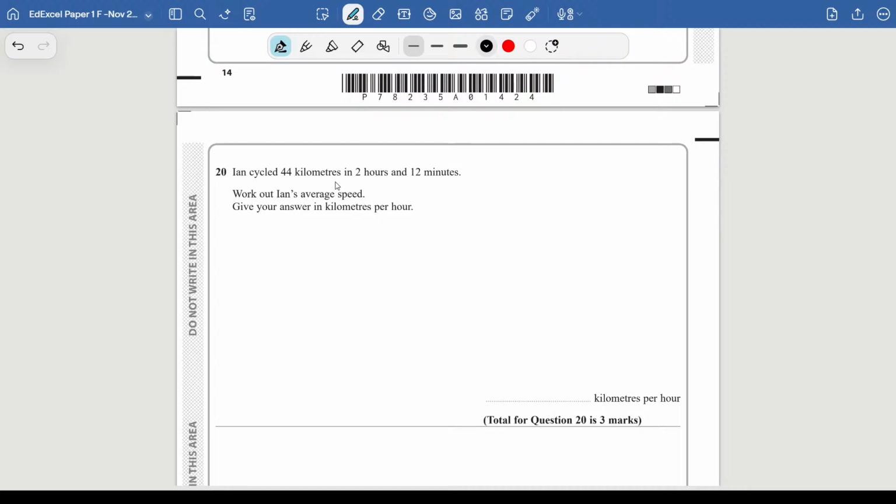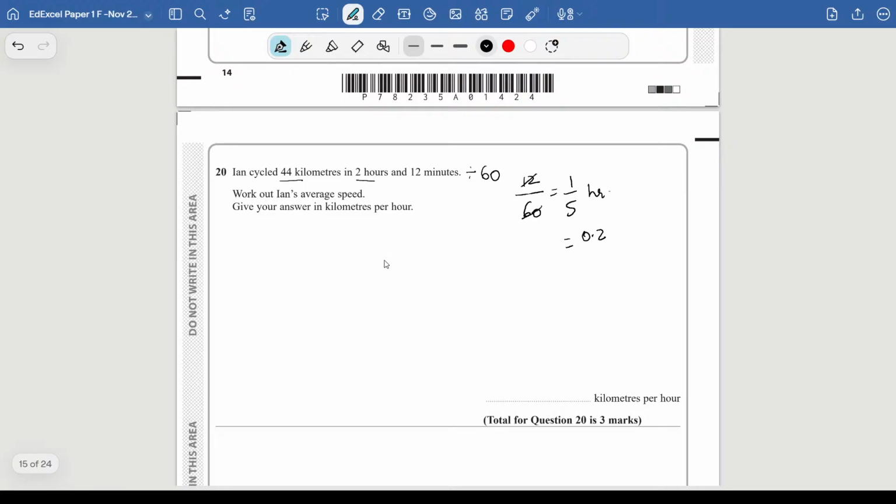Eon cycled 44 kilometers in 2 hours and 12 minutes. Work out his average speed. Your answer should be in kilometers per hour. So we have the distance and the time in terms of hours and minutes. So first we need to figure out how much 12 minutes is equivalent to in terms of hours. So how would you convert minutes into hours? You divide by 60 because 1 hour has 60 minutes. So 12 divided by 60 is 1/5. It's 1/5 of an hour, which is 0.2 in terms of a decimal.